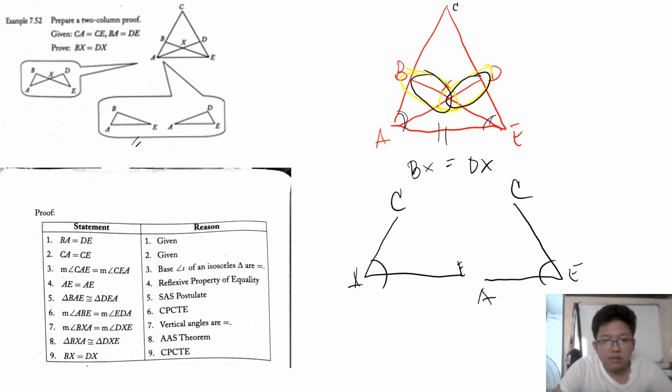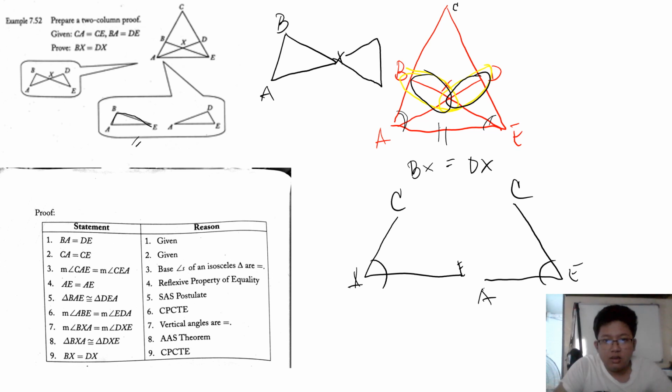So, next is, ayan, angle ABE. So, angle ABE, ayan, pabaliktad naman, is congruent, or the measurement of angle ABE and the measurement of angle EDA are equal through CPCTE. Yan. Next natin, measurement of angle BXA. Ayan, so dito tayo, no? BXA na tayo. Ayan, lumit na yung triangle natin. So, ito na. BXA.